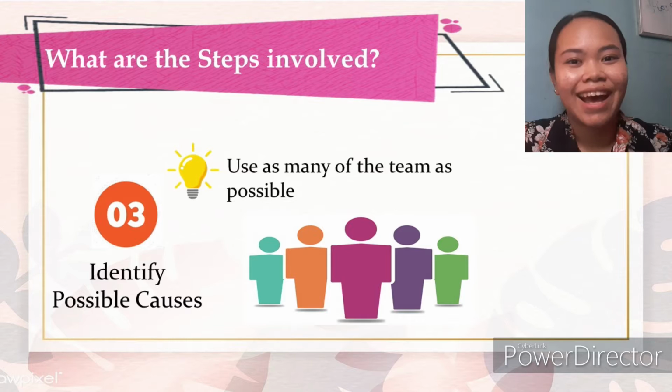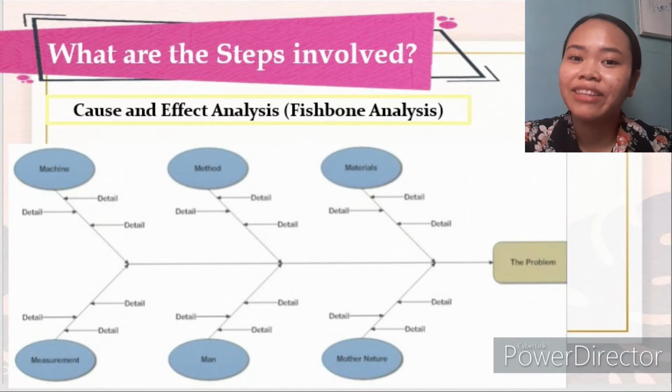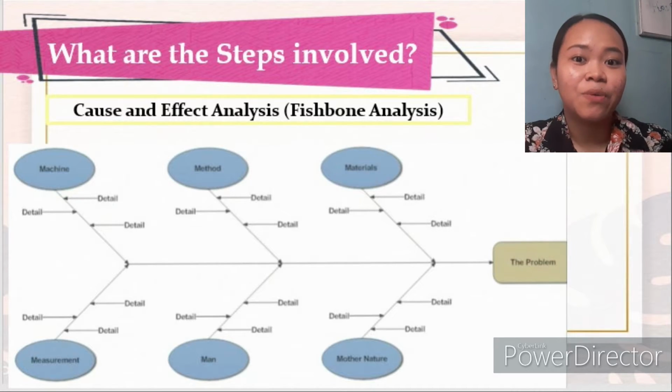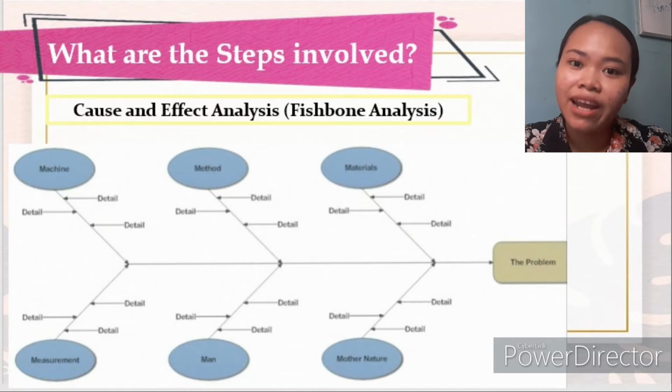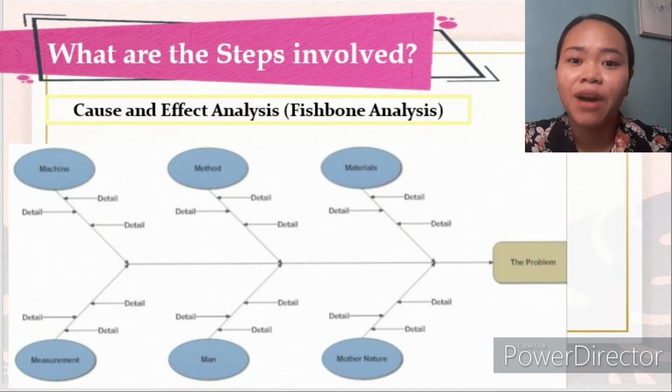Step number 3, identifying possible causes. A helpful tool for identifying the potential causes is the cause and effect analysis, which is known as fishbone analysis. This separates issues into 6 categories. These are the man, method, measurement, mother nature, material, and machine. Brainstorming is used to gather all possible sources of issues, and the team decides on which issues to look at first.